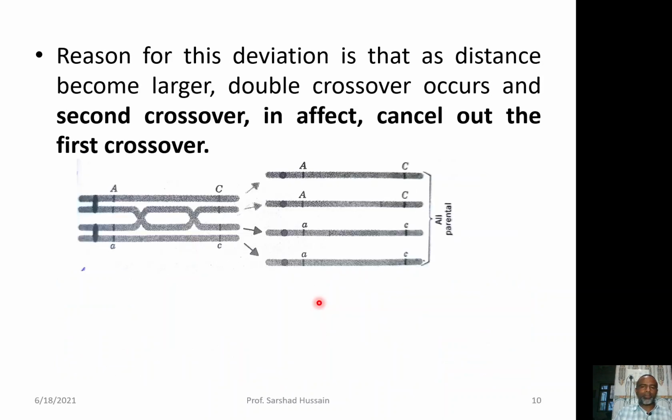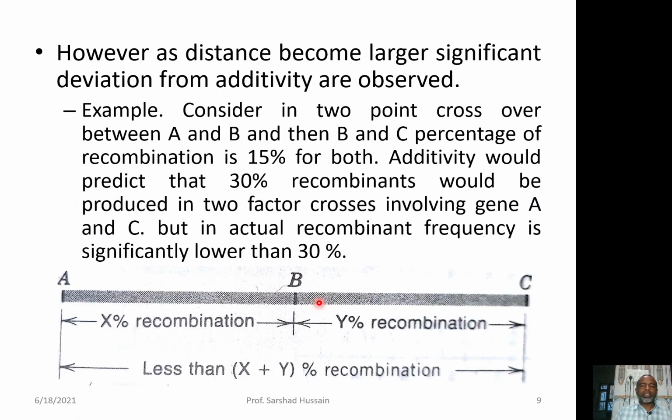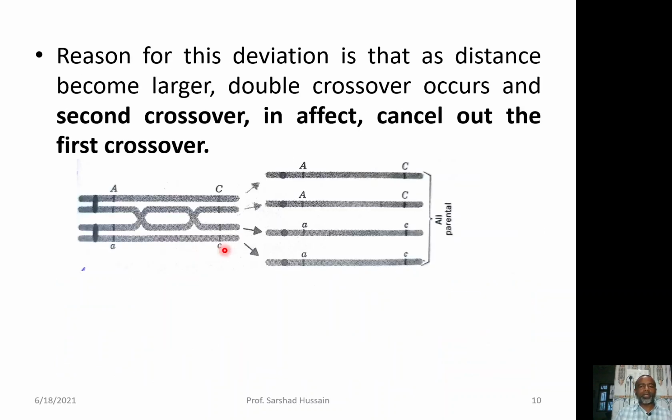But in fact, you will never get such type of result. You always get that the actual recombinant frequency between these two is not simply addition of these two, it is always lower than that. What is the reason? Reason is that whenever the distance between two genes is large enough, then there are chances that two crossovers may take place, and when one crossover takes place, it cancels the effect of the other crossover.